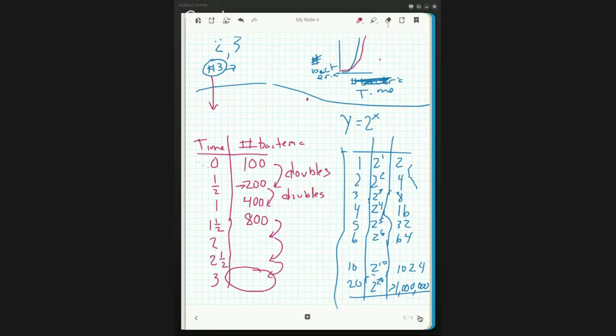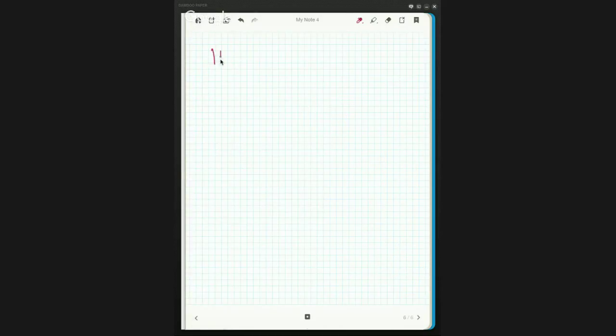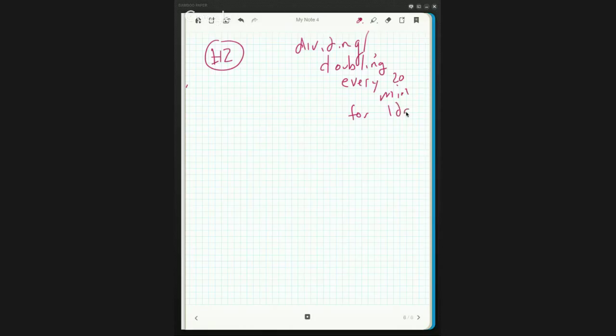Now, here's another question. This is number 2. So on question number 2, we talk about dividing, or doubling, every 20 minutes for a day. For one day. Wow. Well, that doesn't sound like a lot, maybe, but let's think about what's going on.